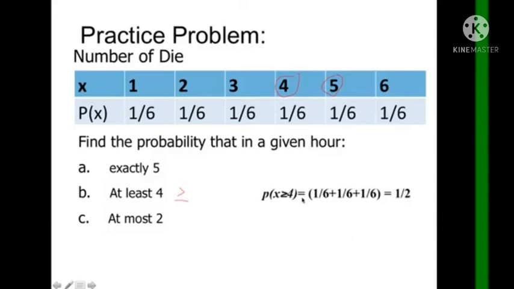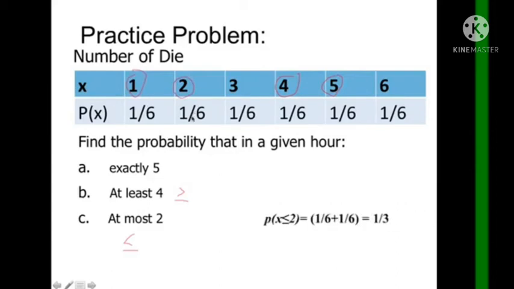Right? Okay. How about the last one? At most 2. At most 2. So it's less than or equal. So numbers that are equal to 2 but at the same time lower than 2. And this is 1. So we have 1 over 6, 1 over 6. That's 2 over 6 or 1/3 as our final answer. Okay?